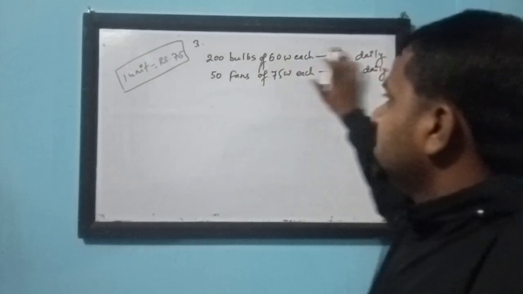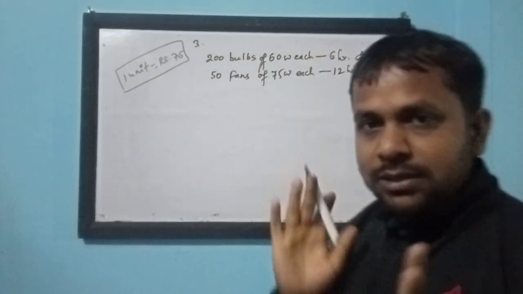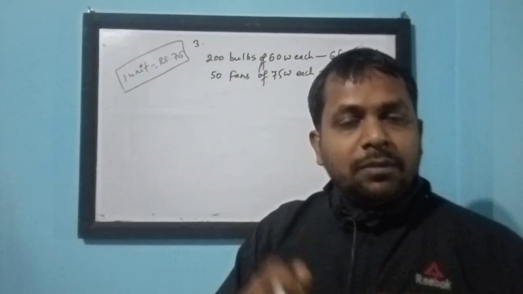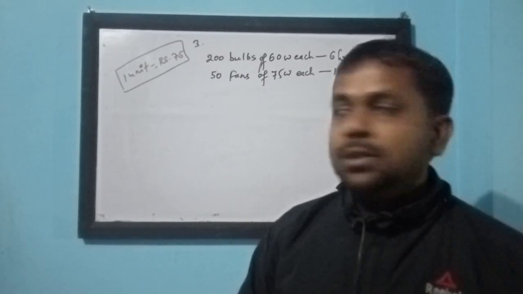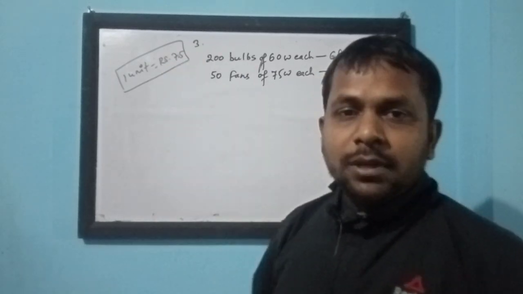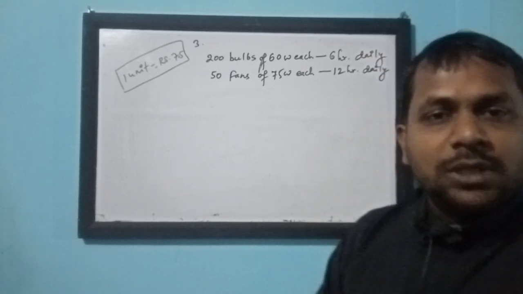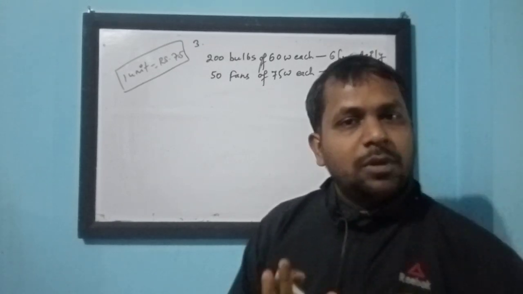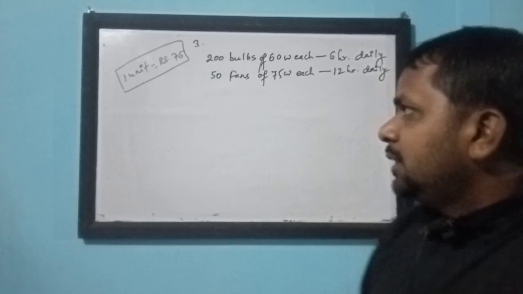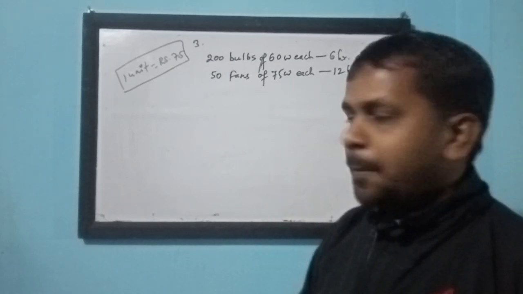This much equipment is running this many hours, and after 1 month, if 1 unit is equal to 7.5, then what will be the total electric cost for 1 month? We have to calculate. I hope you have understood the question. Let us see how to solve this.